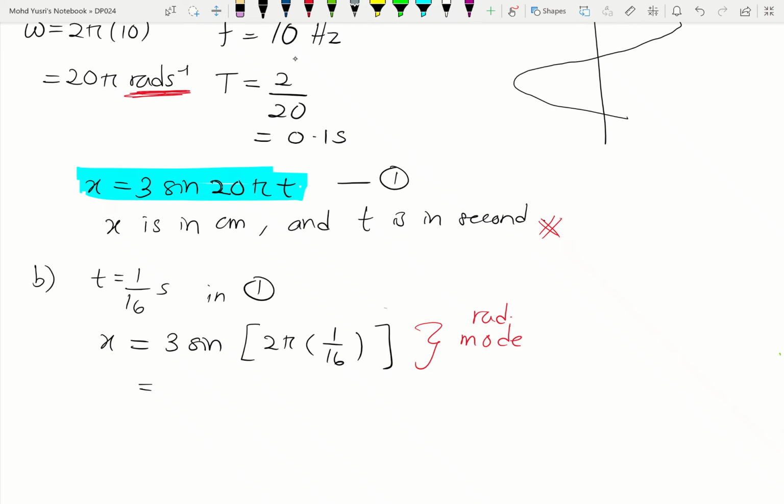Oh, saya minta maaf, saya salah tulis kat sini. It's not 2 pi, it's 20 pi. Sorry. Okay, so sekarang ni cuba tekan calculator. Pause dulu video, tekan calculator dan tengok jawapan dia sama atau tidak dengan jawapan saya. Jawapan saya adalah 2.12 centimeter.